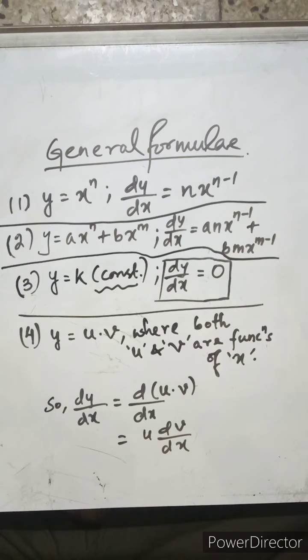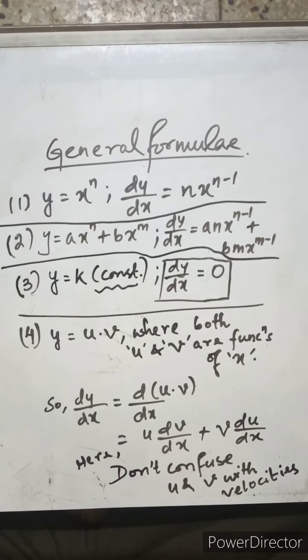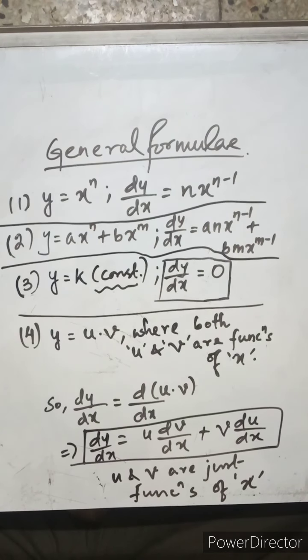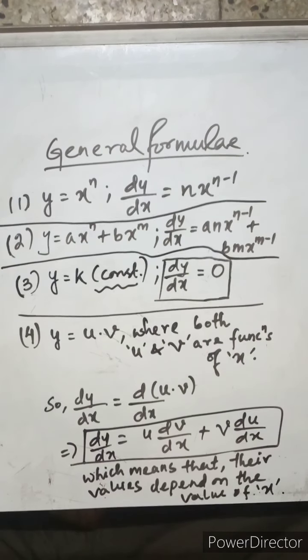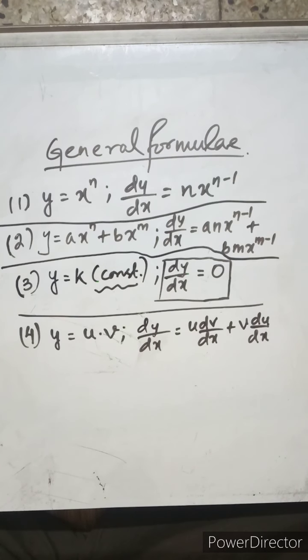So dy by dx is equal to d by dx of u times v, where in the first case u is taken as a constant and we get the derivative of v over x, and then plus v is taken as a constant and you have du by dx. Now don't confuse u and v here with velocities, they are just functions of x, which means their values depend on the values of x, right? So u dv by dx plus v du by dx when y is equal to u multiplied with v.